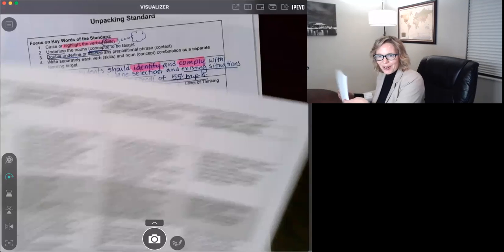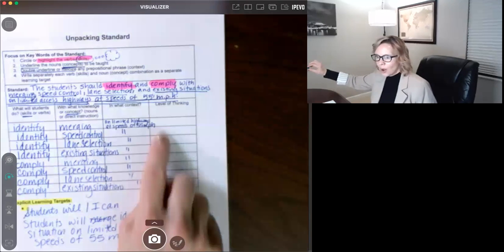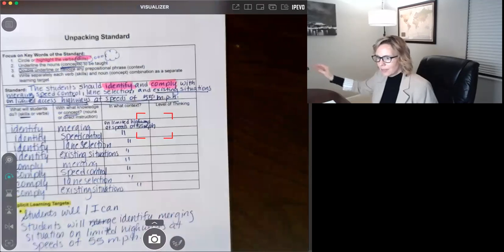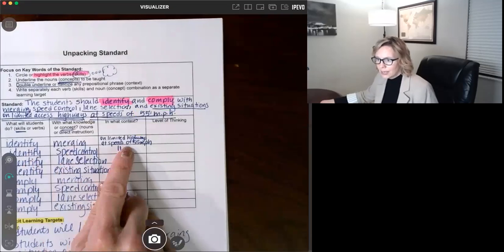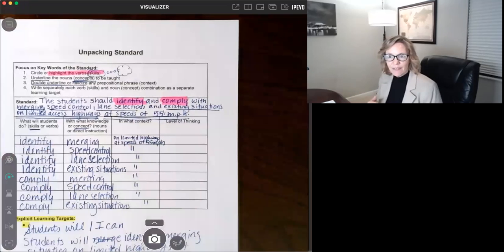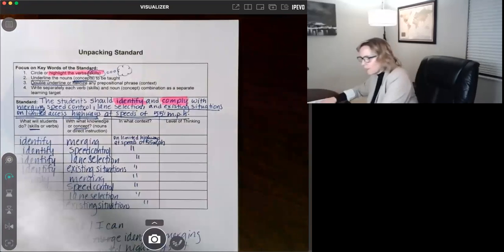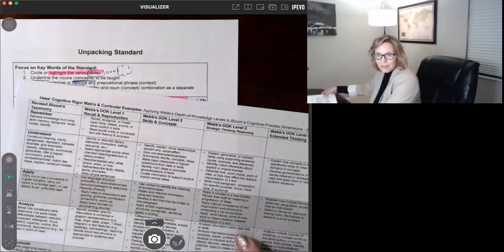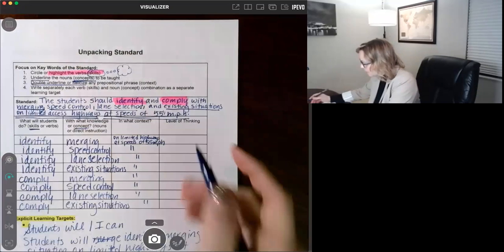So let's go back to our unpacked standard document, and we hadn't done this yet. So this is where we're almost done with this part of the document. So when we look at identifying merging on limited access highways at speeds of 55 miles per hour, identifying is a very low level of rigor. And so I know that because I was looking through my cognitive rigor matrix. So when I see the word identify right now, it's a 1.